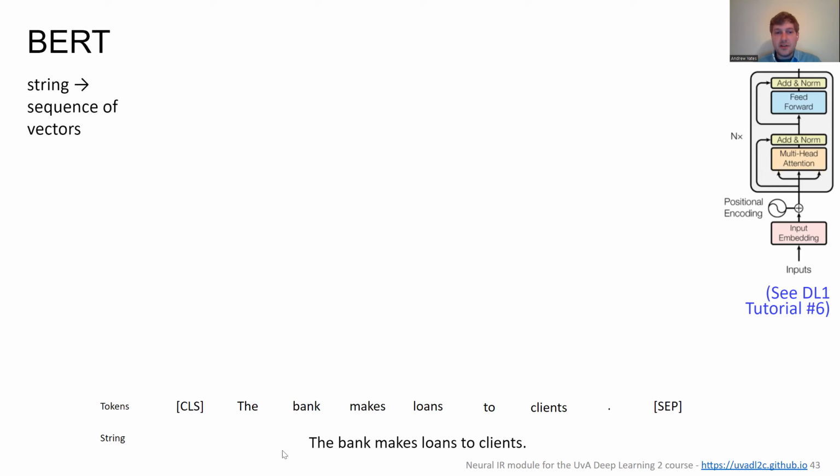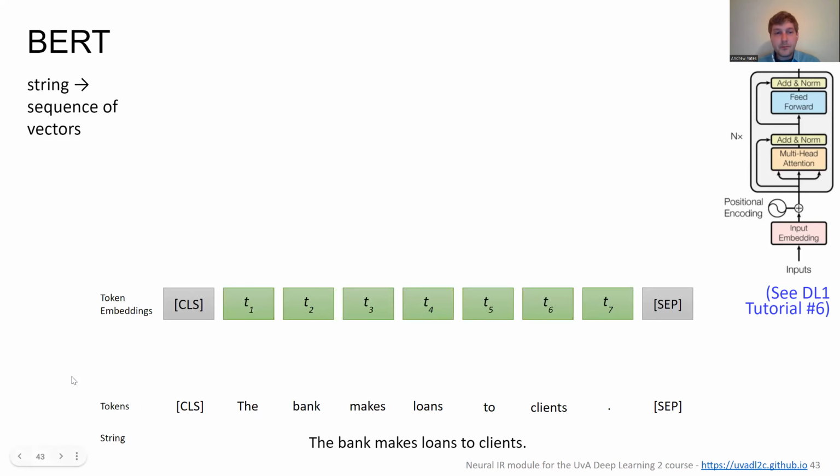So first we start with the string, something like "the bank makes loans to clients." First, this is converted to tokens. With BERT, there's a convention to prepend the CLS token and add the separator token at the end. And so now we have "the bank makes loans to clients" with the period separated and these tokens added.